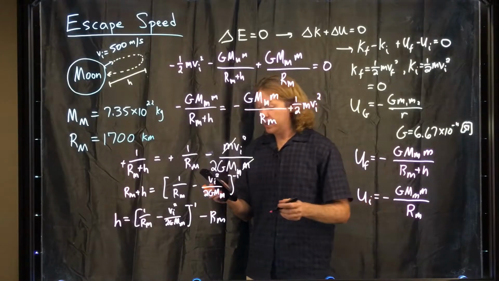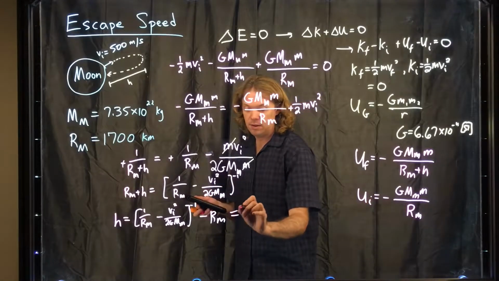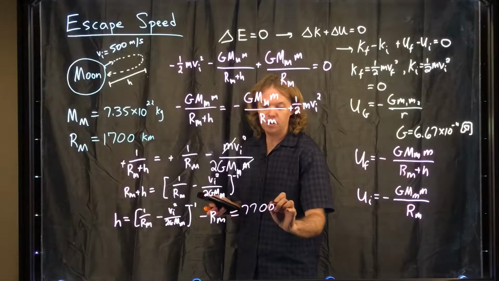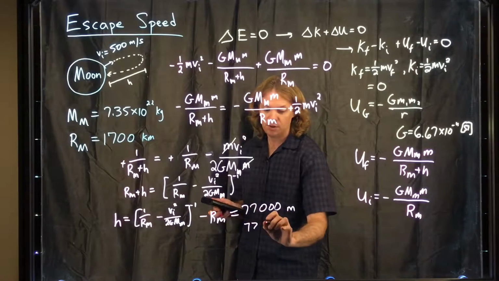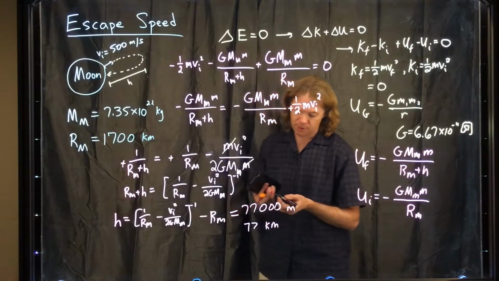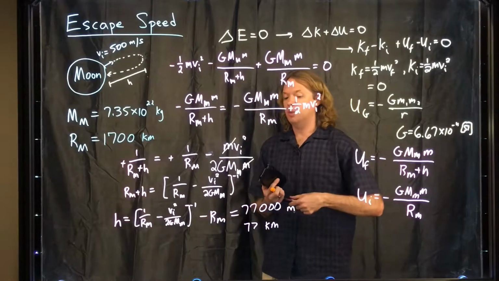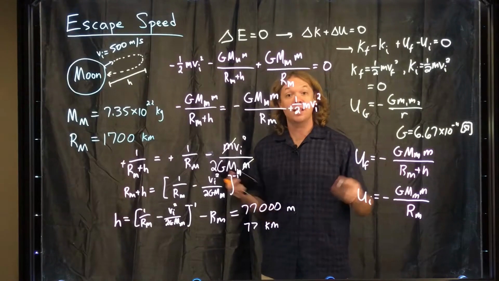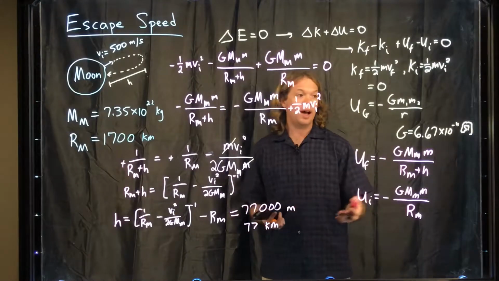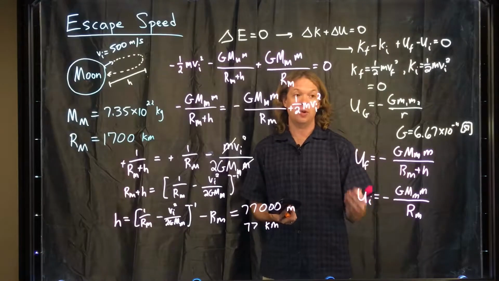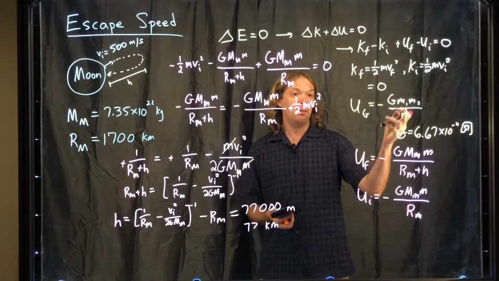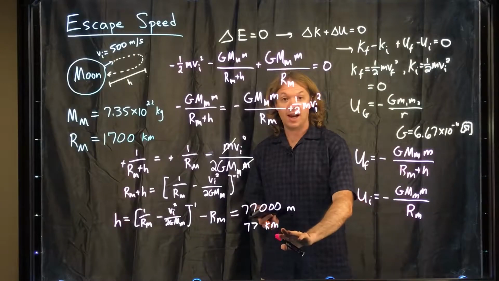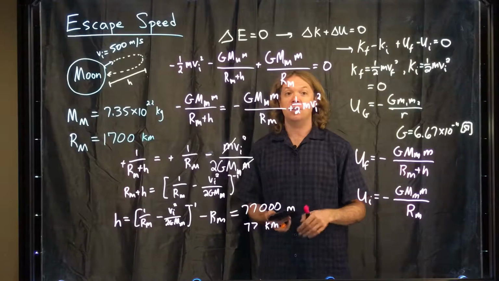OK, it looks like my final answer is 7,700 meters. Or, sorry, 77,000 meters, or 77 kilometers. So that's how far above the moon I will go, 77 kilometers. And that's a pretty big number, which is why I could not have used mgh. Only the universal gravity law, negative GMm over r, would have worked here, because once you get that high, mgh fails.